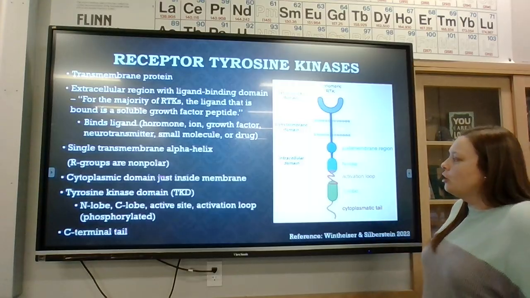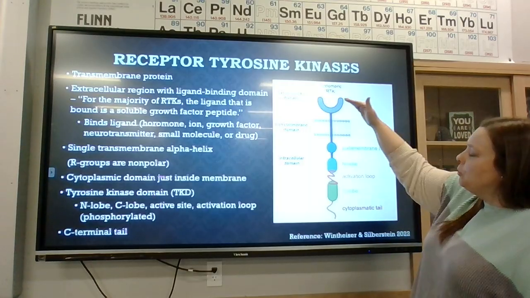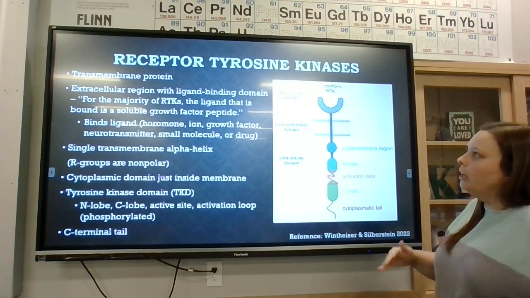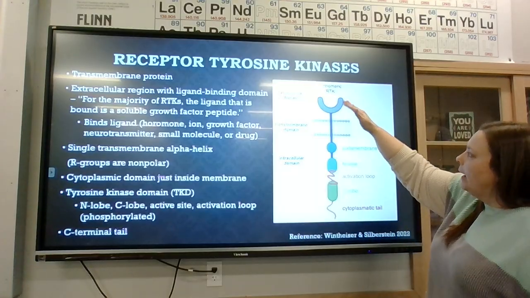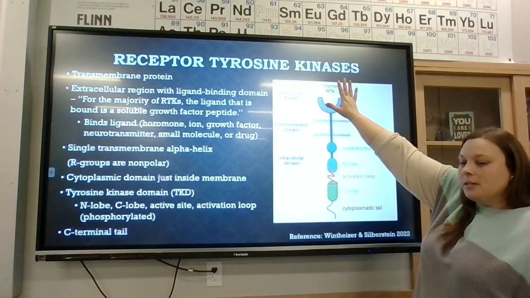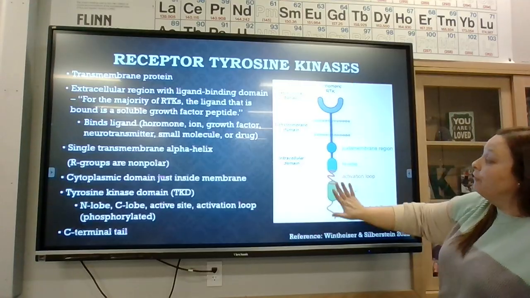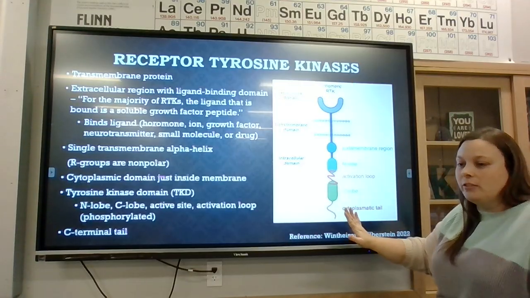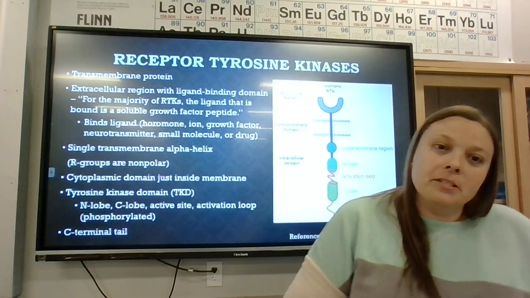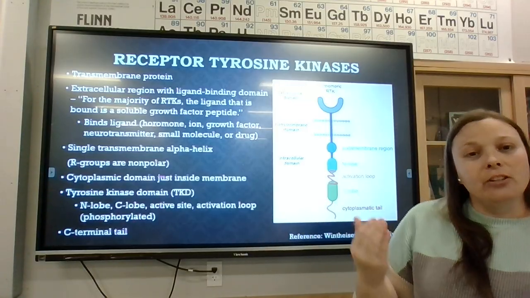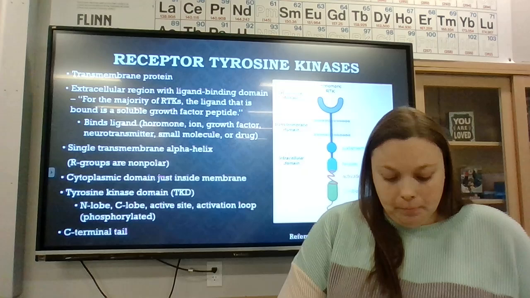There is also a C-terminal tail, but that gives you an idea of what all of these enzymes look like generally and how an attachment of something in the extracellular domain can affect the conformational change on the inside, and that sends signaling pathways, which is what this topic is about. That's how that signal is going to be passed into the cell.